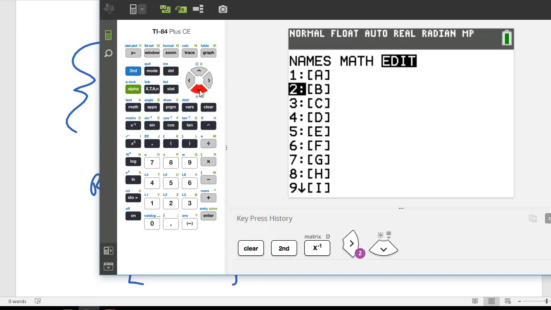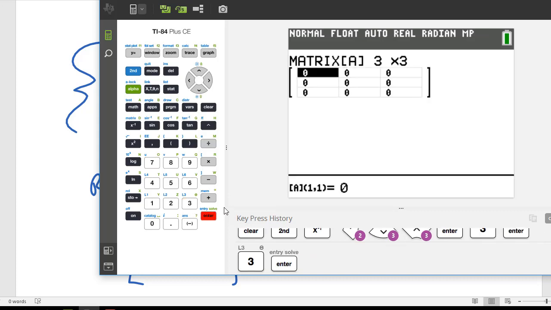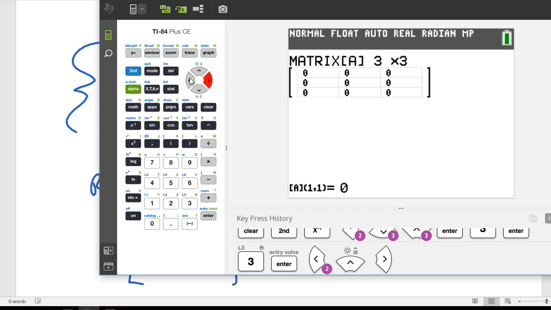I could pick any of these matrices. I'm going to pick matrix A just because it was the first one. It wants me to specify the size. I have 3 rows by 3 columns, actually, this is 3 rows by 4 columns. We have 3 rows and 4 columns for this matrix.